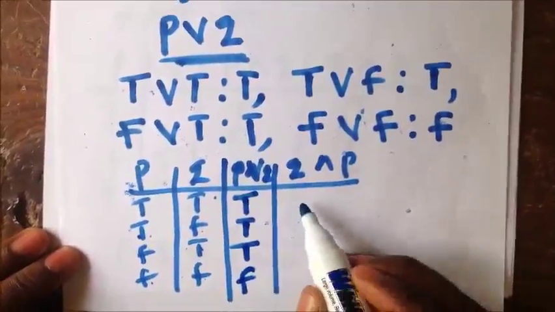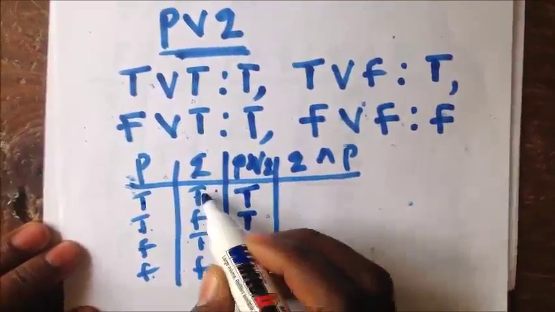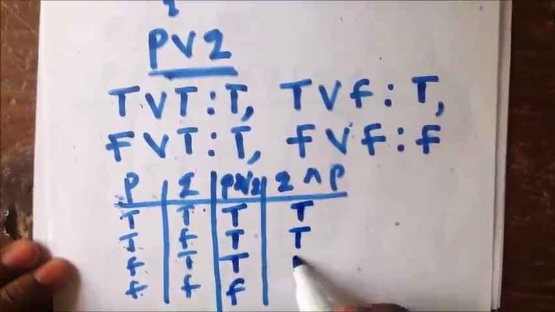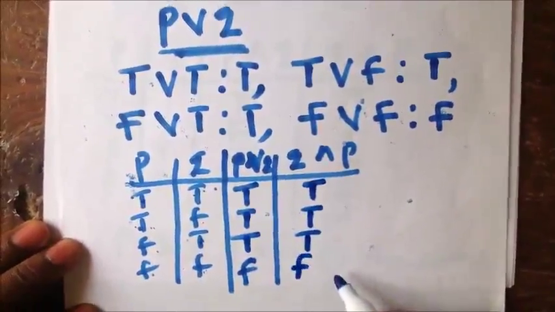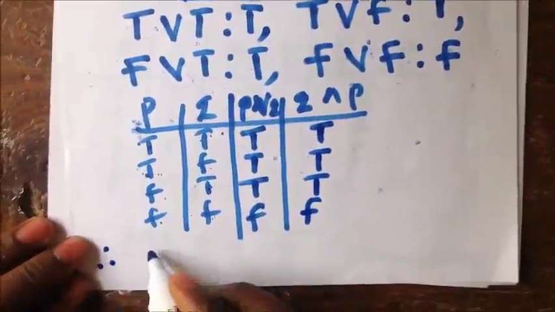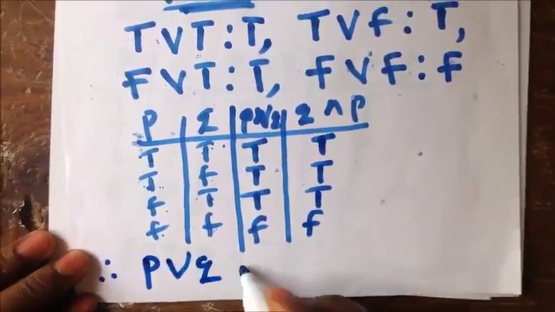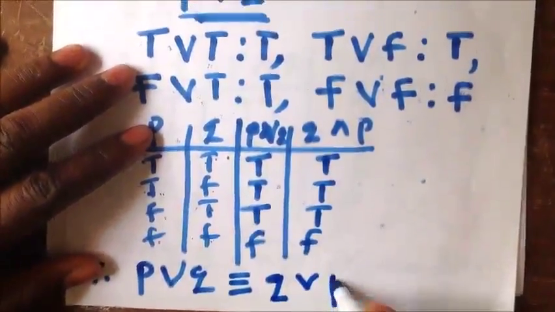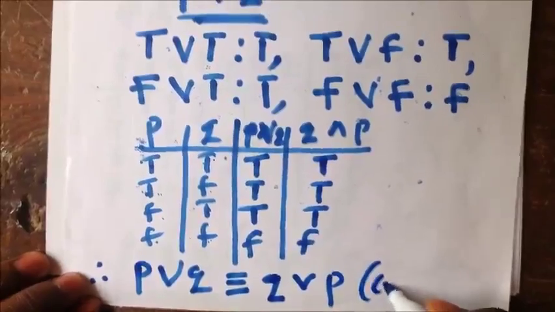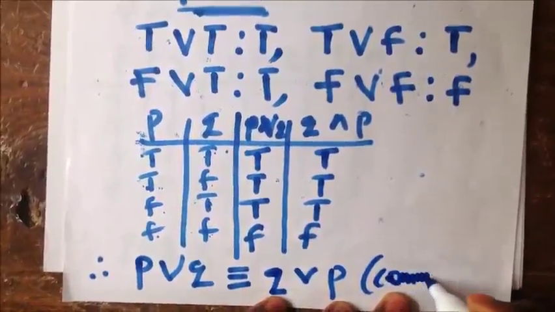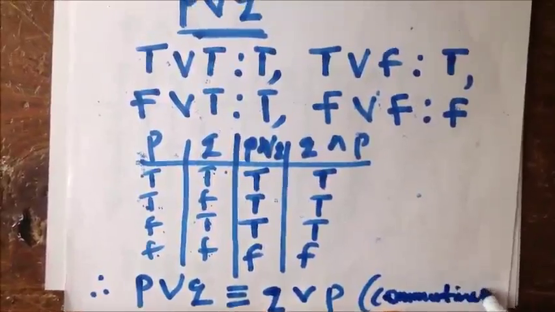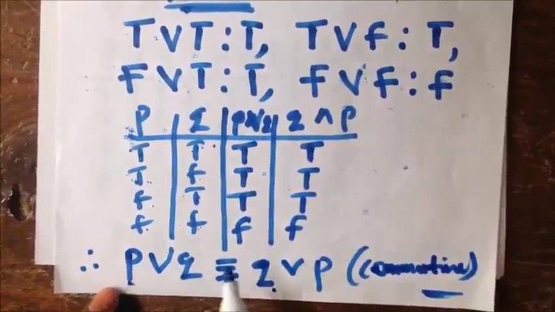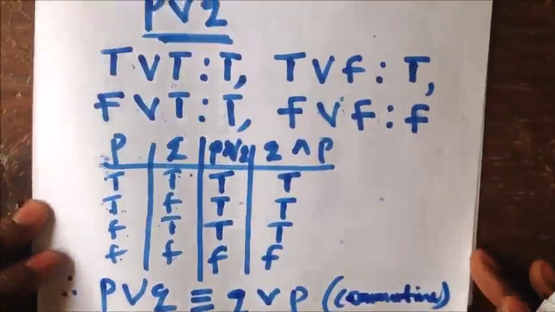Right? Now the next aspect: true, true is true. At least one true occurs. True, false is true, and false, false is false. So with this we can conclude and say, okay, therefore P or Q is logically equivalent to Q or P, and is also called commutative. Why is it commutative? Because we only change the position of P and Q. Here is P, here is Q. You understand? So I think this is the end of our lesson. Thank you very much. We'll meet in the next class.